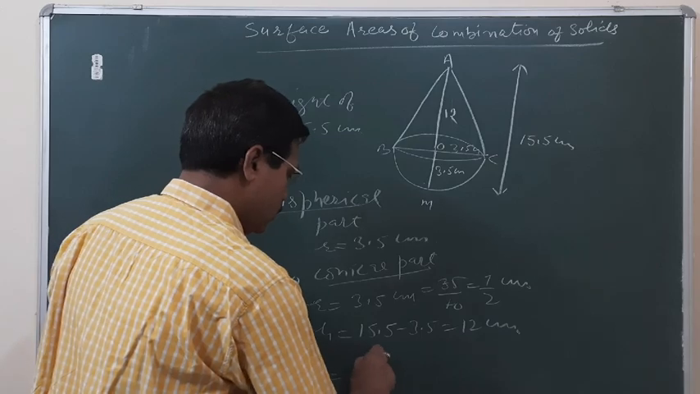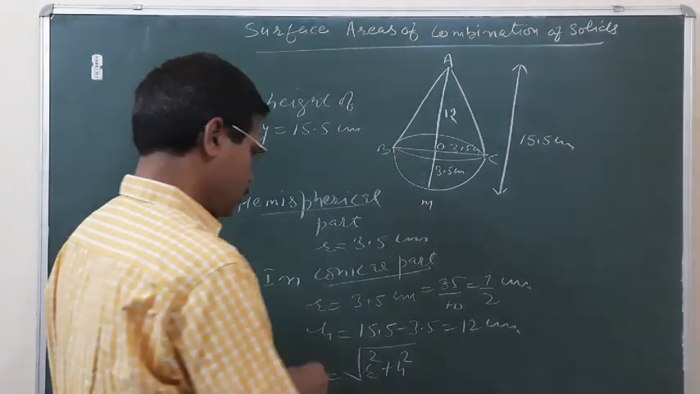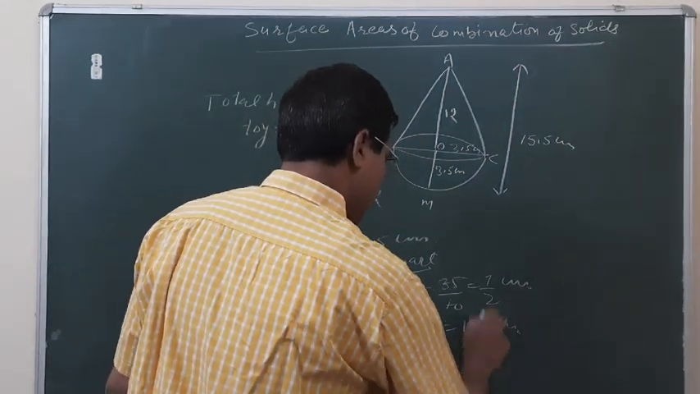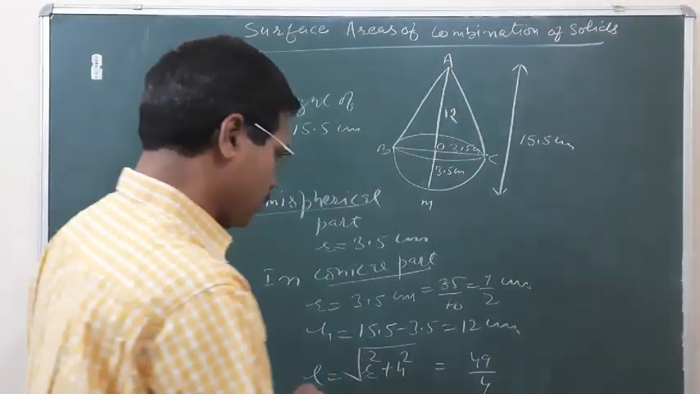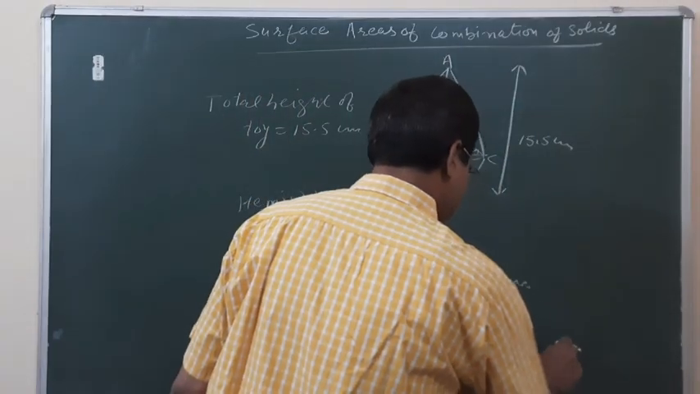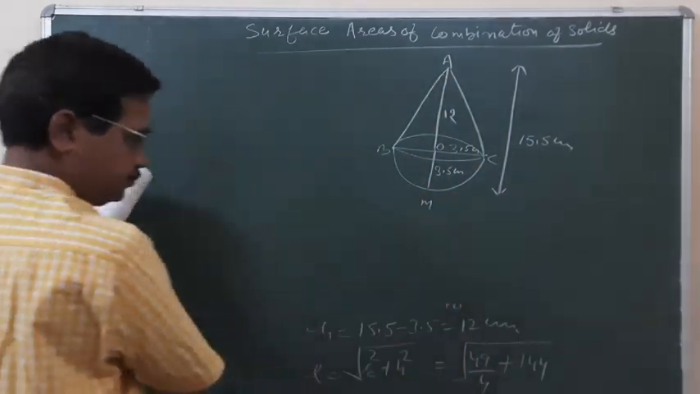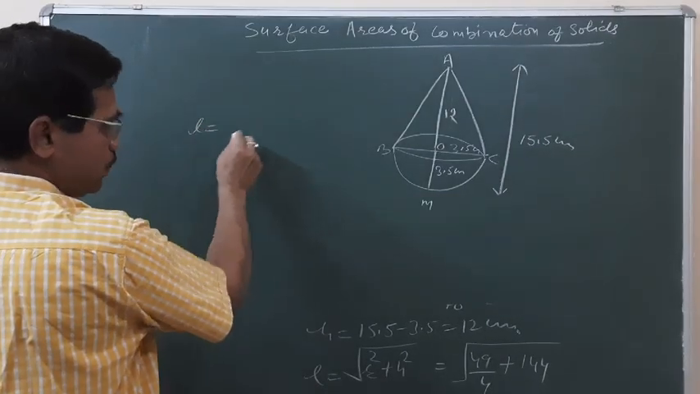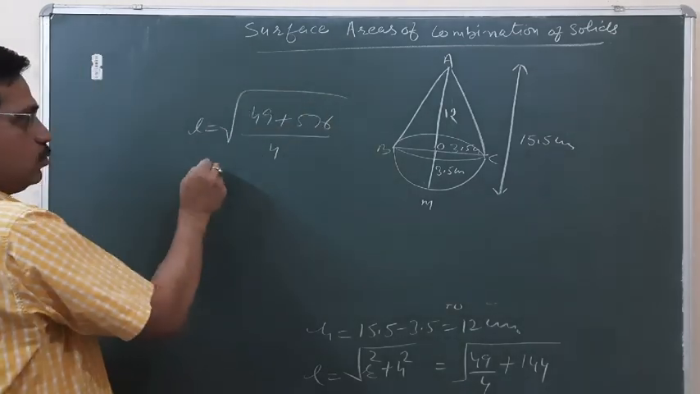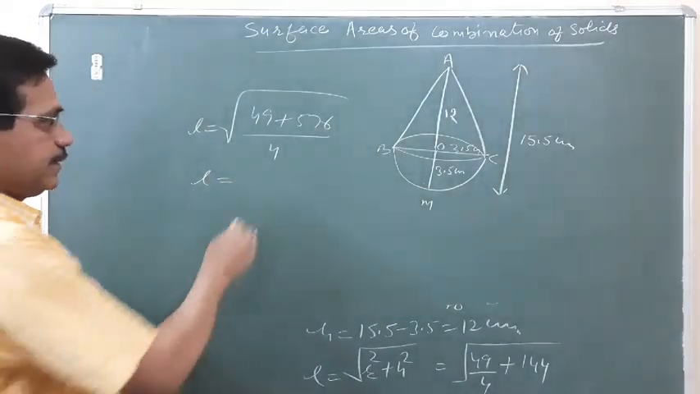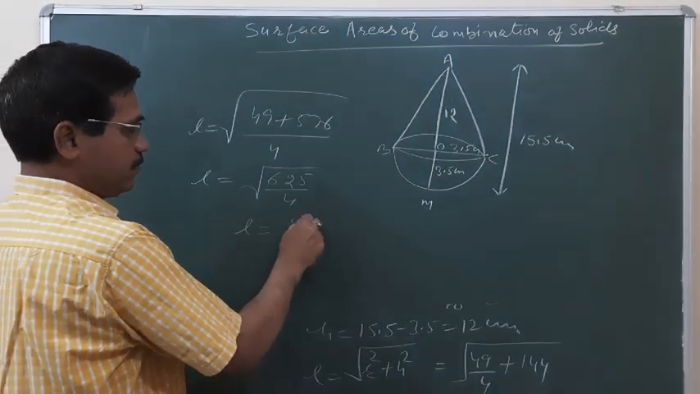L is equal to the square root of r square plus h square. R is 7 by 2, then r square is 49 by 4, plus 12 square. Therefore, L is equal to the square root of, taking 4 as LCM, 49 plus 576. So L is equal to the square root of 625 by 4. So L is 25 by 2 centimeter.